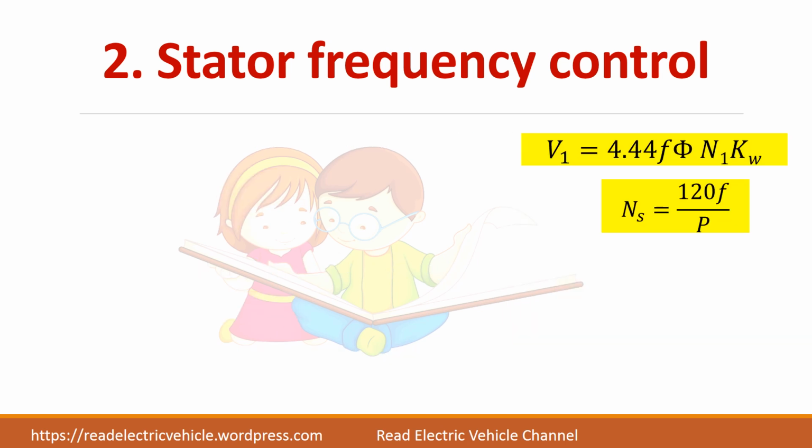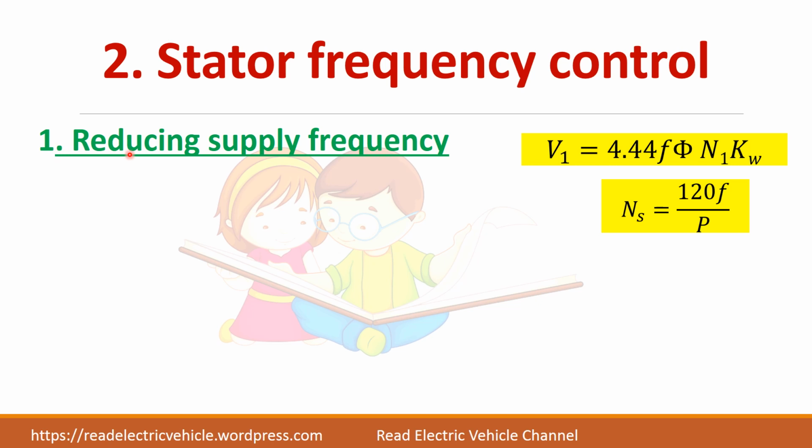From this synchronous speed equation, we can see that if I reduce the frequency, speed will reduce, and if I increase the frequency, speed will increase. So there are two conditions. Either you can increase the frequency or decrease the frequency. So let us check one by one. First I am reducing the supply frequency.